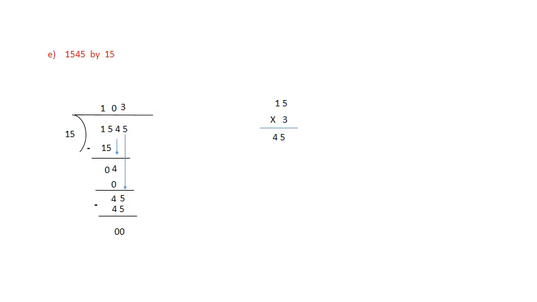So this is your quotient and this is your remainder. So we'll write down here quotient is 103 and remainder is 0. I hope, student, that you are understanding how to divide the sum. Student, write the next one.